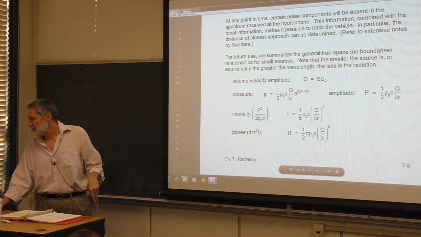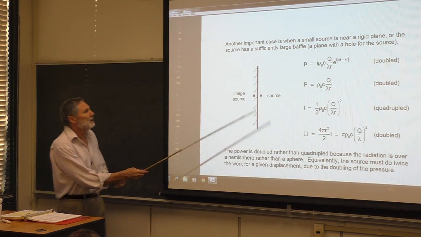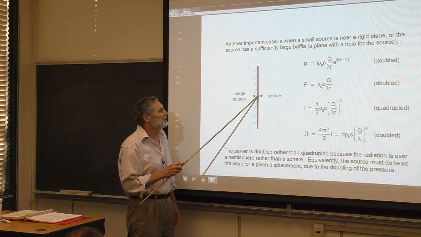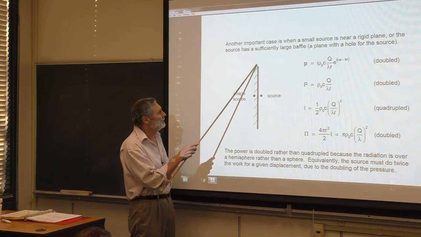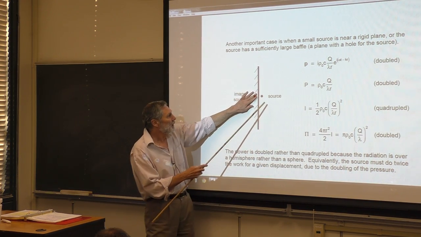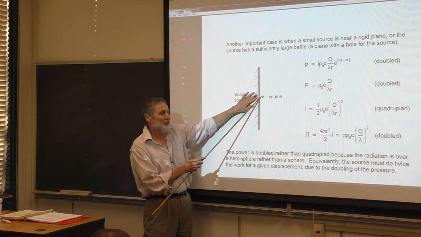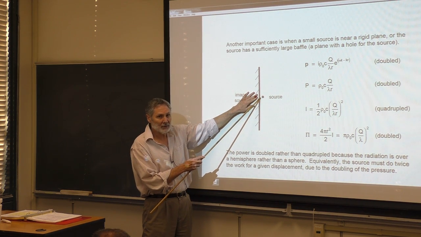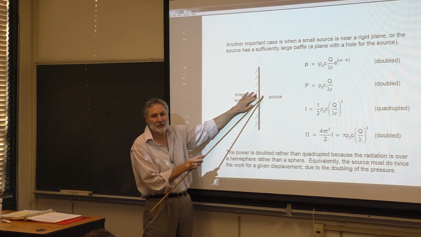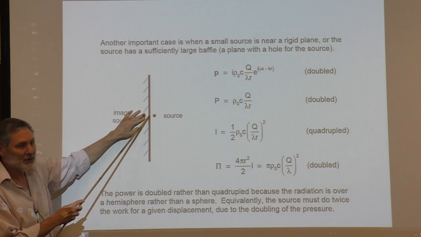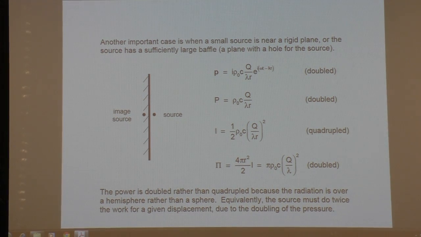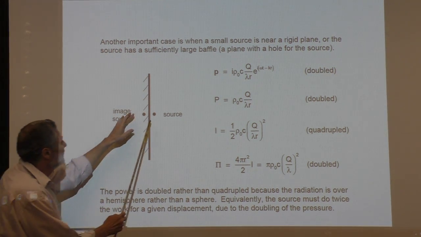Another useful situation is when our small source is near a boundary. We're going to take a rigid boundary here, a large rigid boundary. And what do we mean by near? We mean near compared to a wavelength. So not only is the source small compared to a wavelength, but the distance to the plane here is small compared to a wavelength. In that case, we know how to solve this.